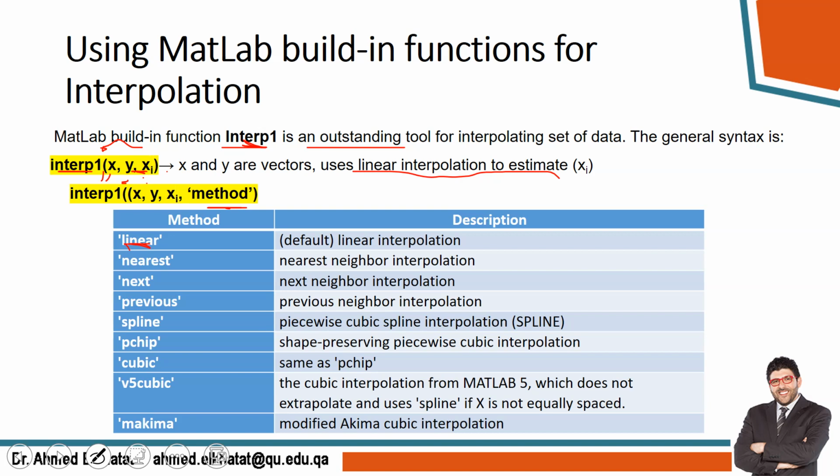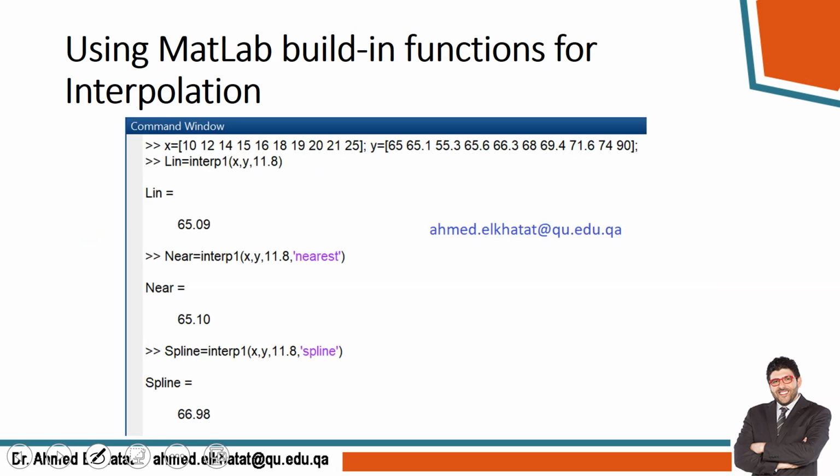Then you can use the nearest neighbor interpolation or next neighbor interpolation. You can also use previous neighbor interpolation, or spline, or cubic interpolation. Okay, there are different methods here. You can use any of them according to your information, according to your set of data. If you already know the distribution of data, you can select the best way that gives you the correct interpolation value you want.